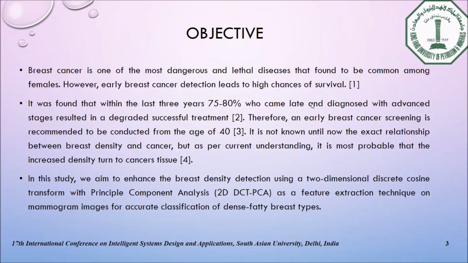However, till today, the success of classifying or diagnosing breast cancer through an automated system is not that successful. So, in this study, we aim to enhance breast density detection using a two-dimensional discrete cosine transform with principal component analysis, so it's a 2D DCT-PCA. Now, once we have extracted the significant features from the breast cancer data, we have used some known classifiers to classify the type.